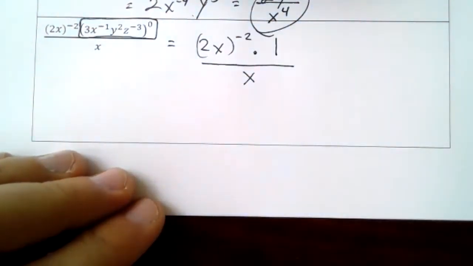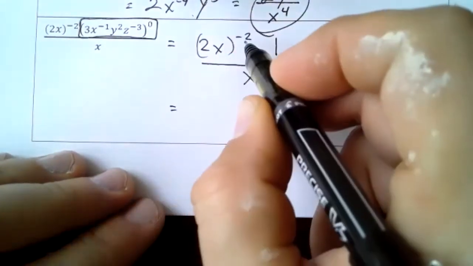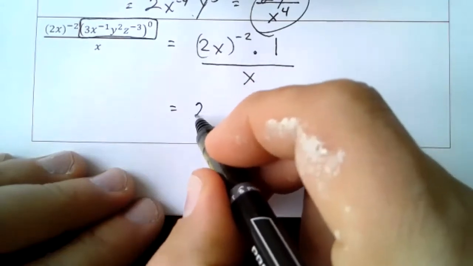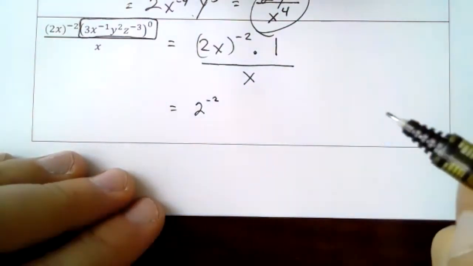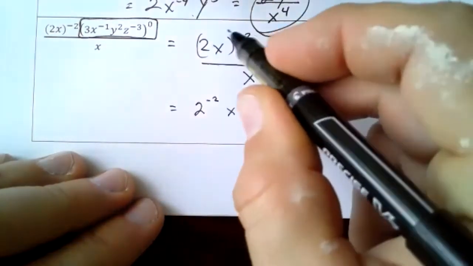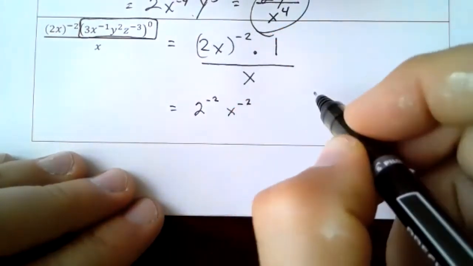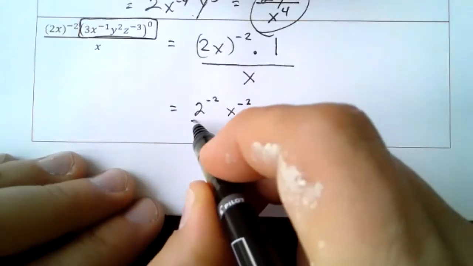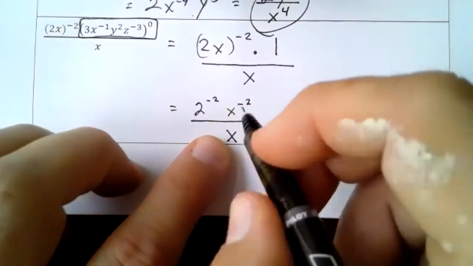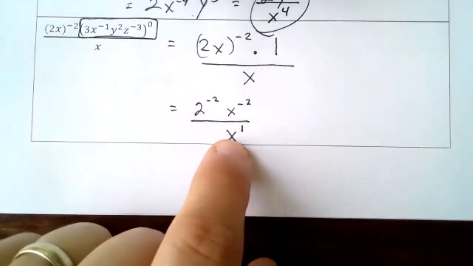Okay, so now we're going to do that reverse distributive property thing, and that means we're going to do that with the 2 because it's got a parentheses around it. So it's going to be 2 to the negative 2 power, and then x to the negative 2 power. That goes to both. And then we have that 1 there. I don't even need to worry about that 1. It's gone. On the bottom, I'm going to put x. That's going to be obviously to the first power.